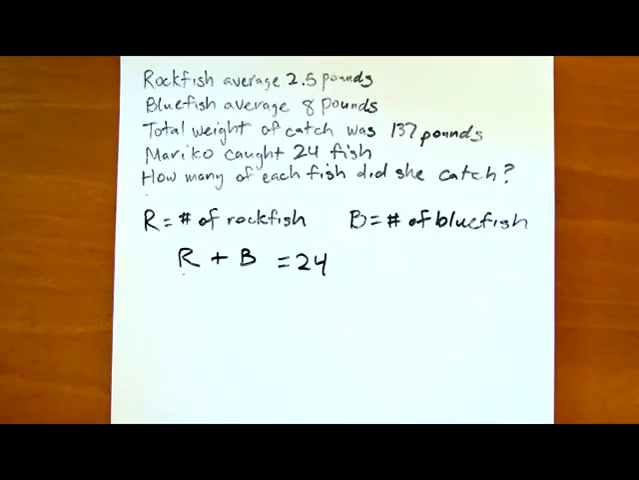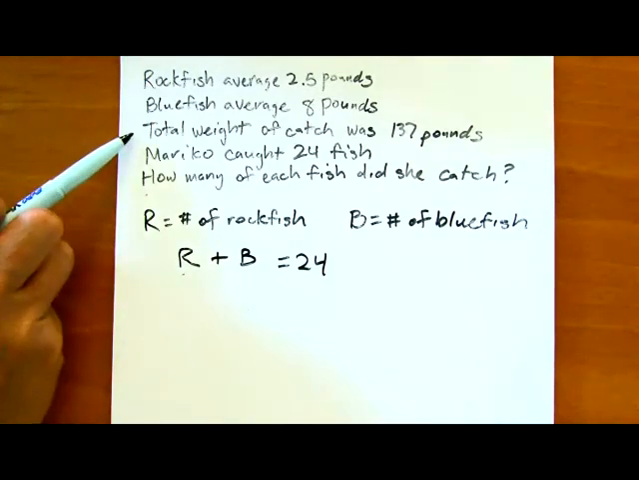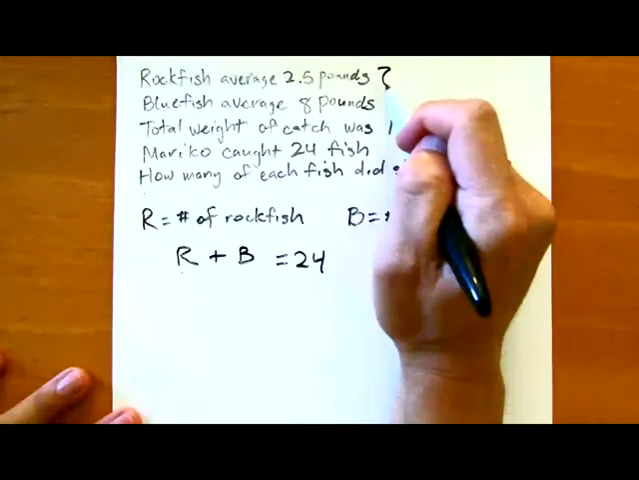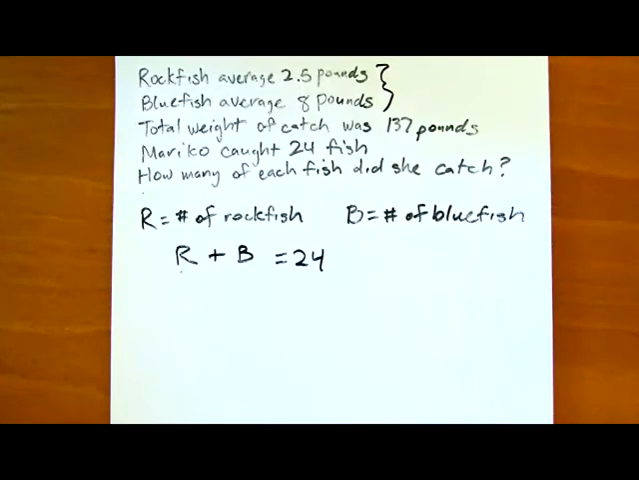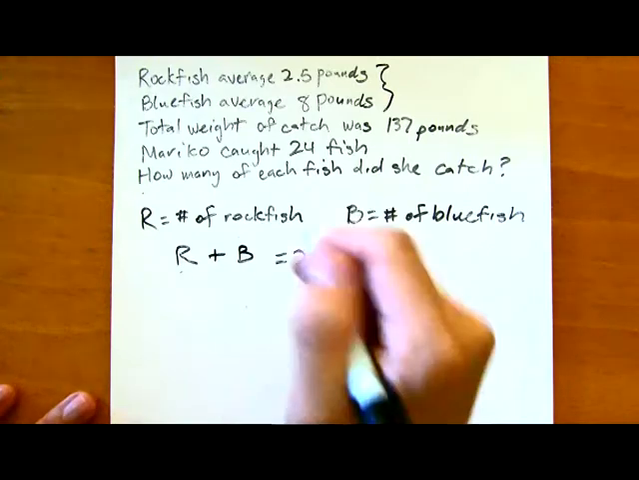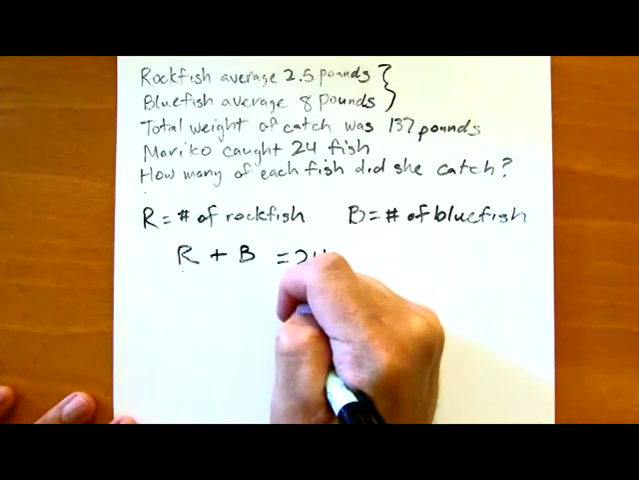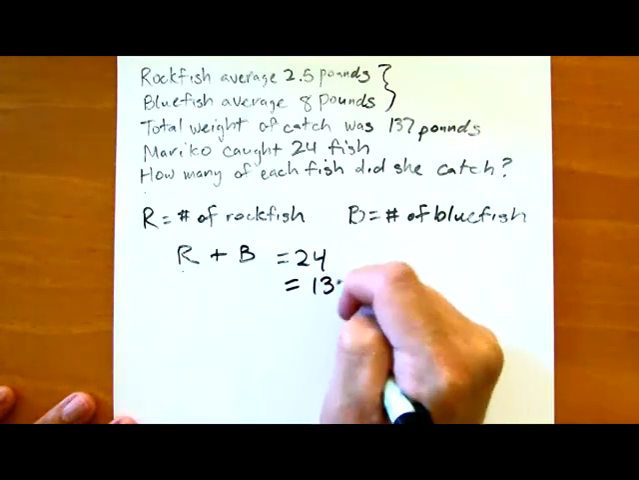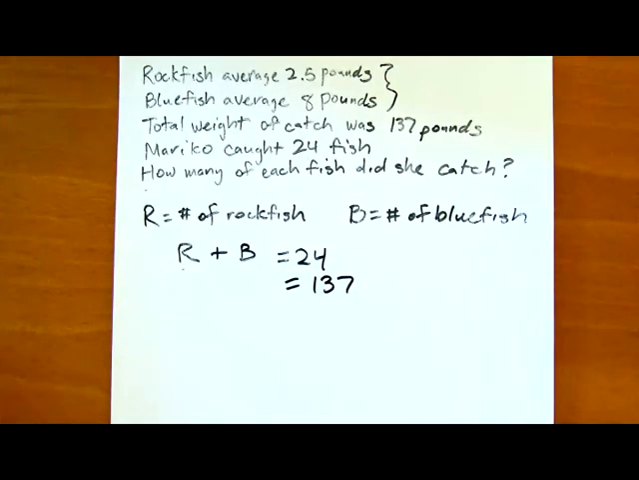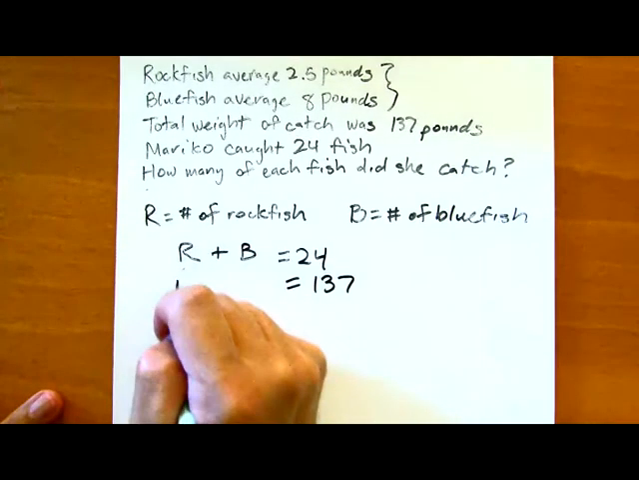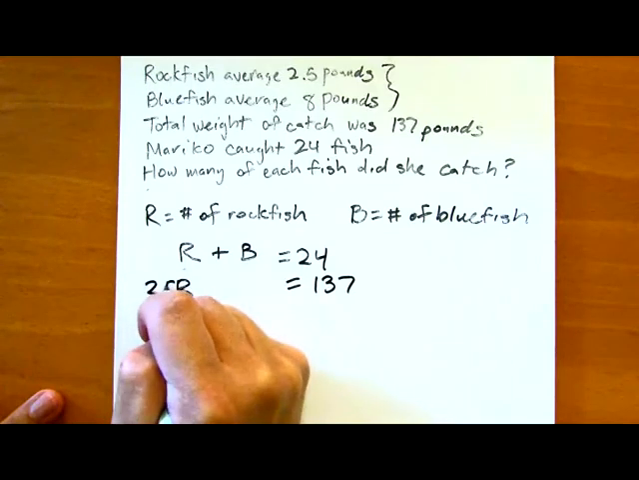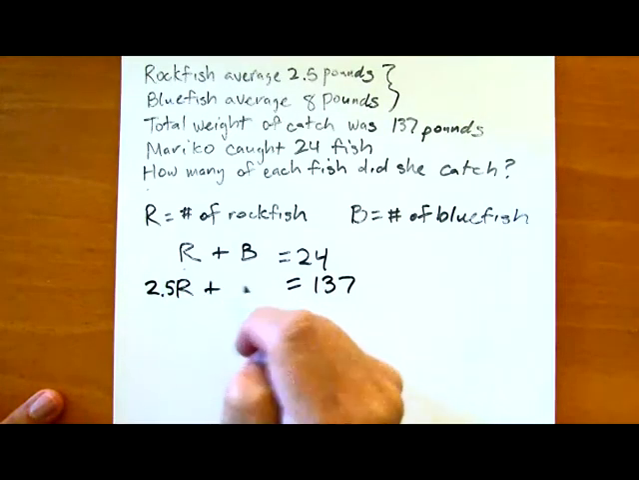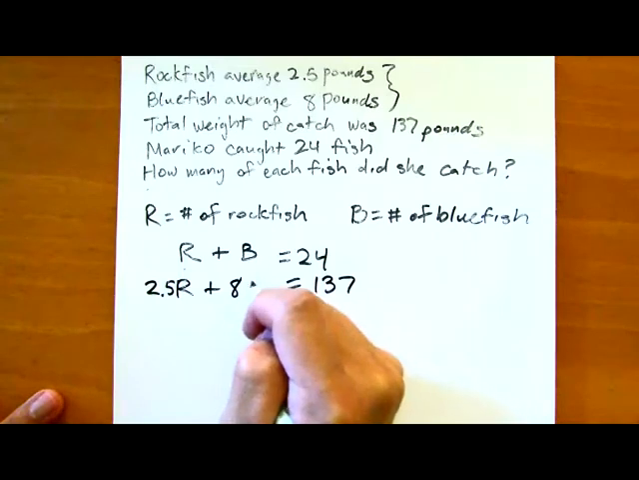Okay, the second equation will deal with the weight. Keep in mind, these are the weights for the fish. So a rockfish averages 2.5 pounds. A bluefish averages 8 pounds. And the total comes out to 137 pounds. So somehow we have to use the 2.5 and 8 in this equation. The rockfish, 2.5 for each. The bluefish is 8 pounds each. There.